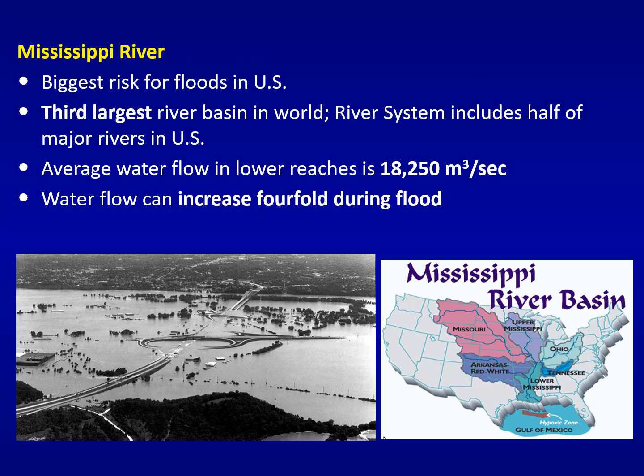And so as a result, the Mississippi River is one of the biggest risks for flood in the U.S. It is the third largest river basin in the world. It includes half of the major rivers in the U.S. The water flow can reach 18,000 cubic meters per second at its mouth, and the water flow increased fourfold during floods. Pictured here is a flooding of major interstate intersection here from the Great Flood of 1993. We'll talk about that in just a second.